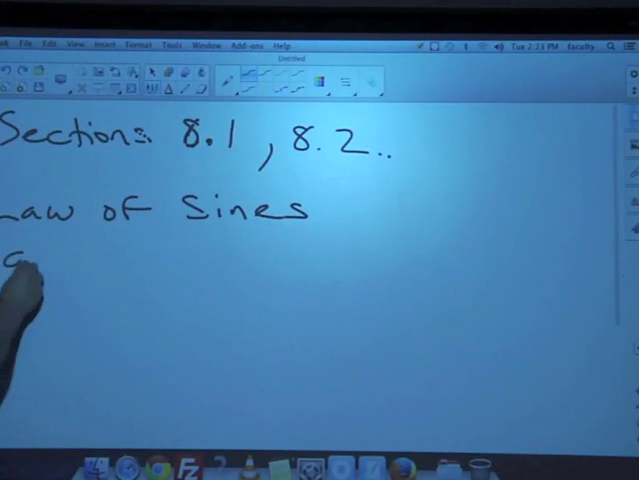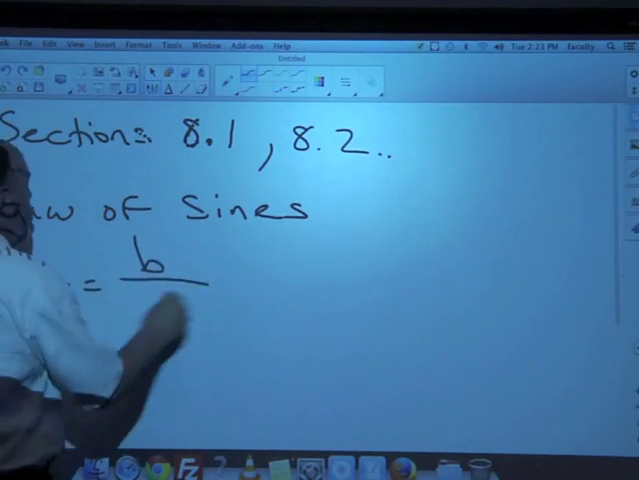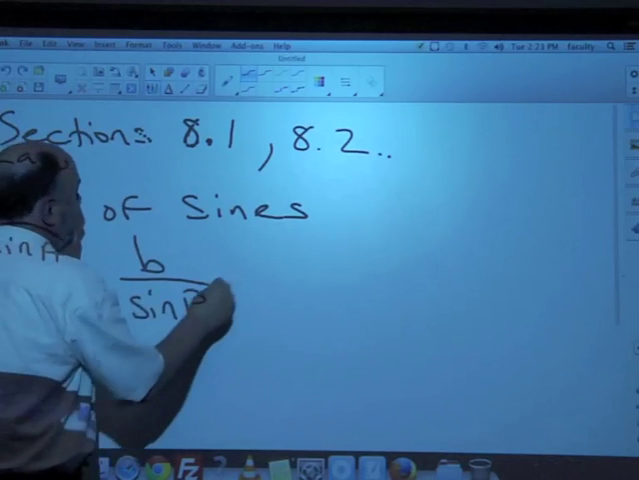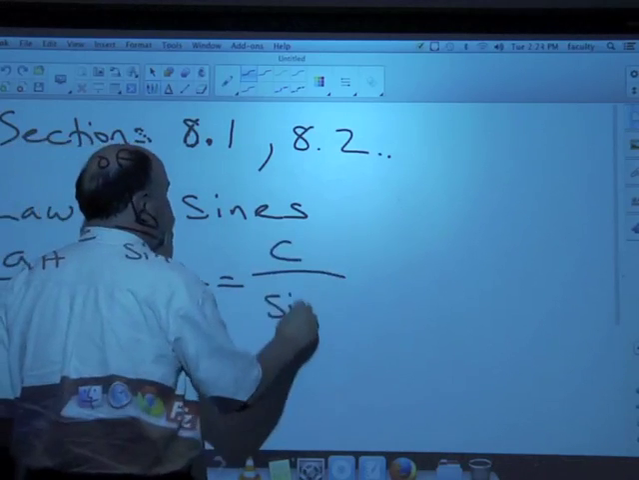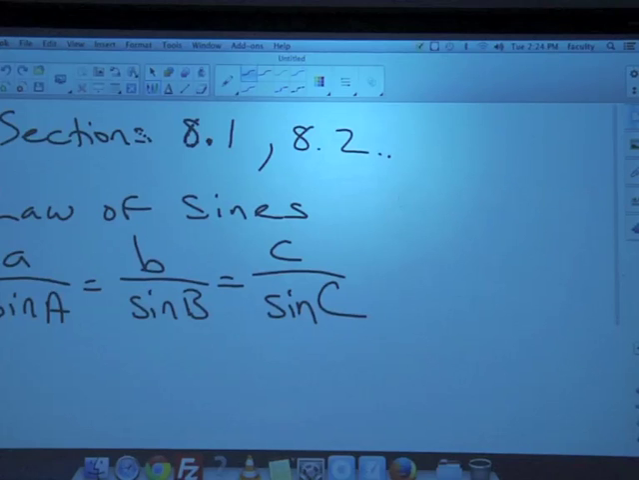And so we've got a over sine A is going to equal b over sine B is going to equal c over the sine of C. A over sine A equals b over sine B equals c over sine C. And so we're going to use this, given a triangle, to find out the various missing parts of the triangle.